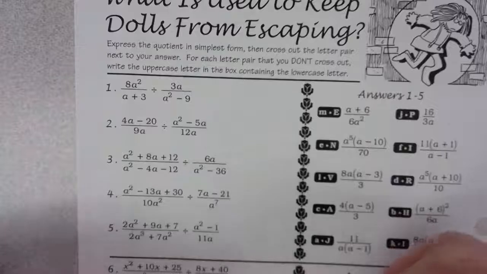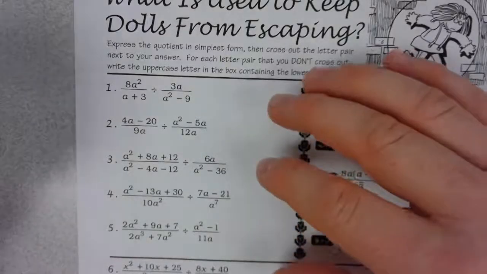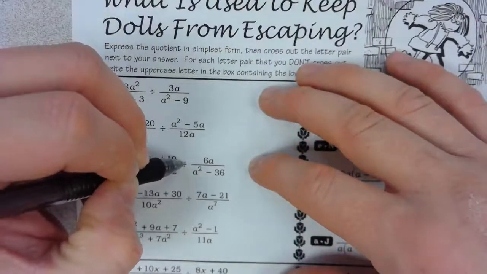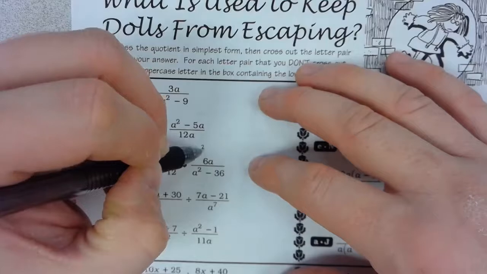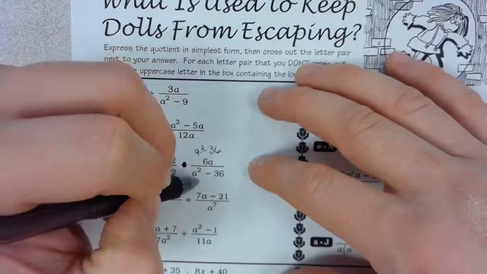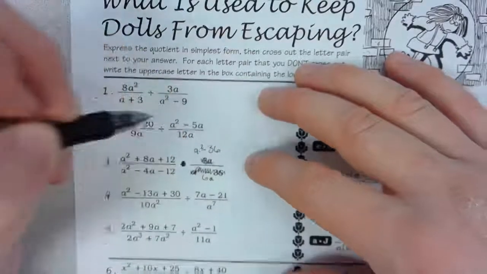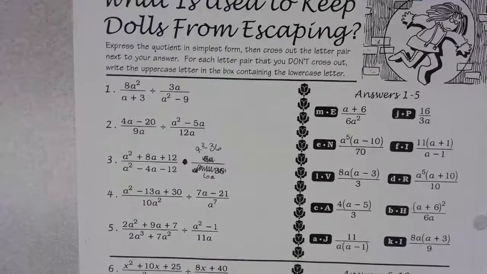Alright, let's take a look at a couple of these. One of the ones I want to look at is number 3. So if we're doing number 3, I have this fraction right here. I know that I need to multiply it, so I'm going to change that division sign to a multiplication by the reciprocal. And then just 6a is right here on the bottom. So these are no longer there. I'm just rewriting it, so the a squared minus 36 is definitely there on the top, and the 6a is definitely there on the bottom.